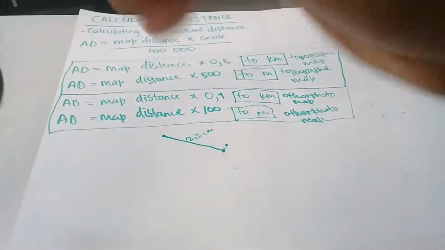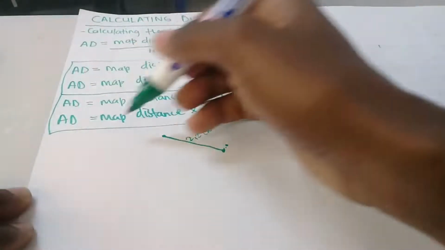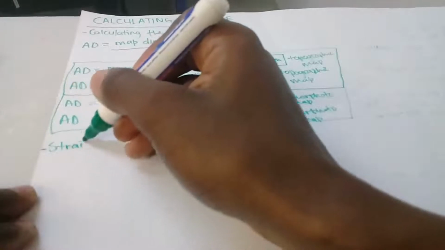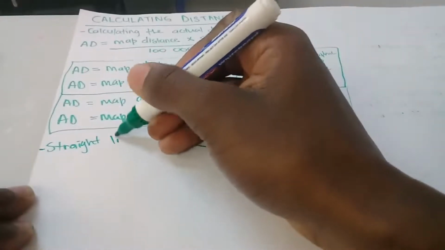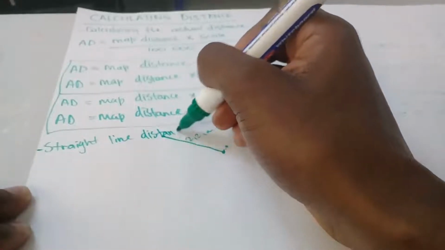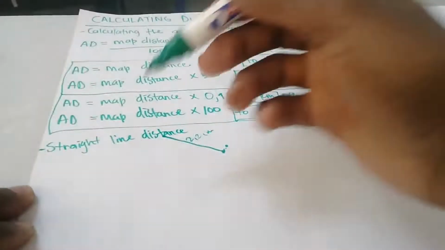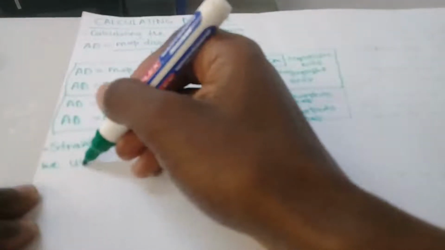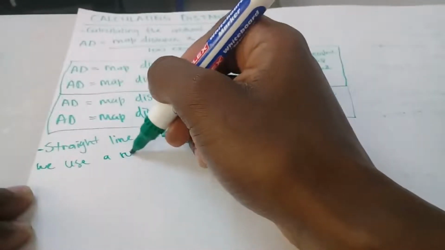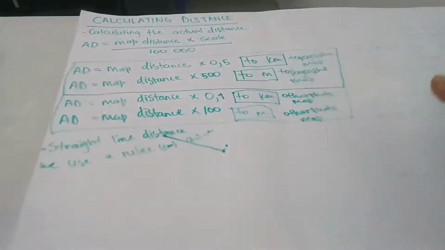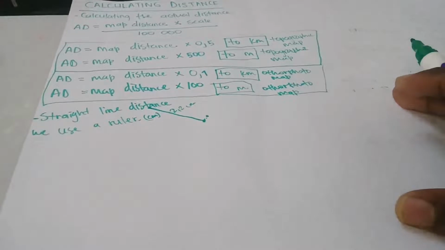So we have the straight line distance. Write this down: for straight line distance we use a ruler, in centimeters.